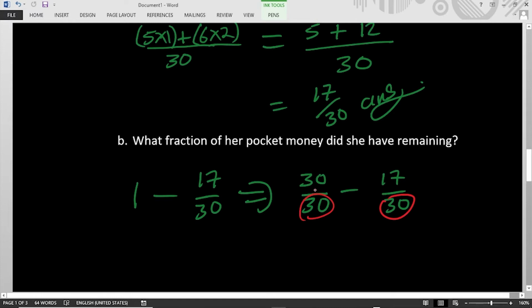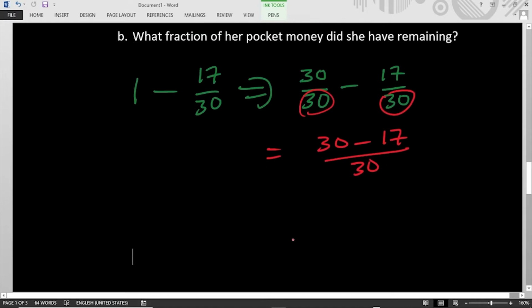we could say this is equal to 30 take away 17, all over 30. 30 take away 17 would give us 13. So 13 over 30. That is the fraction of her pocket money that she had remaining.